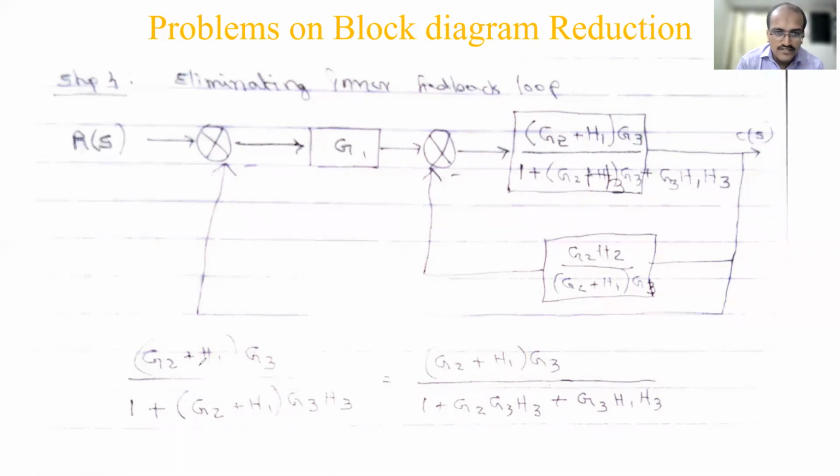So G2 plus H1 G3, here the simplification I have written: 1 plus G2 plus H1 into G3. This is completely a G into H3. Okay, so this is written. Then what I have done, I have simplified, tried to simplify, multiplied. So G2 G3 H3 and this one G3 H1 H3. Okay, so that is what I have done here. 1 plus G2 G3 H3 and then G3 H1 H3. So it may not be clear to you. Okay, so when you write it down and do it, it will come correctly.